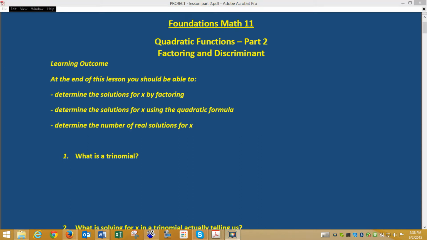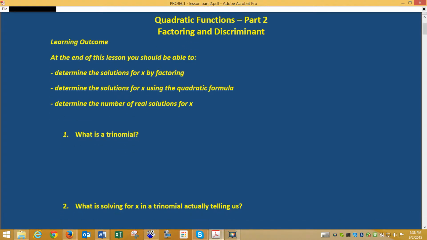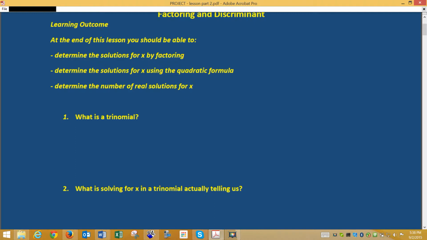Okay, so in the second lesson on quadratic functions, we're going to be looking at factoring, using the quadratic formula, and using the discriminant to determine the number of solutions for x. First though, what is a trinomial? Because we will be seeing lots of those.